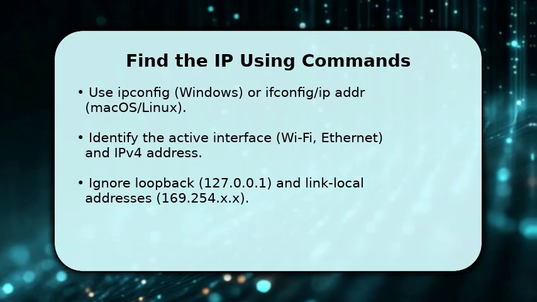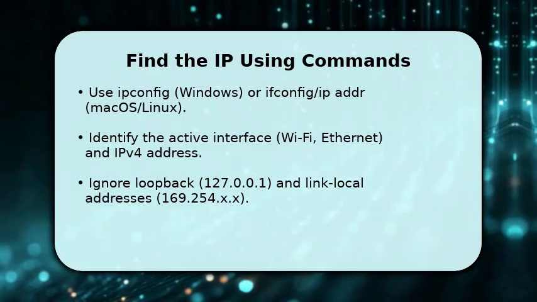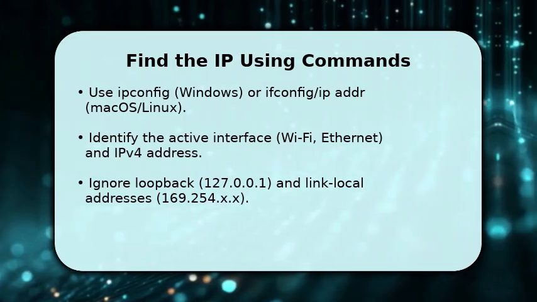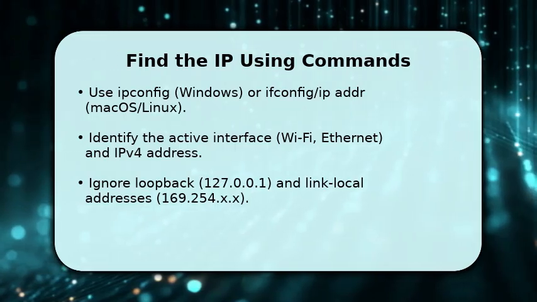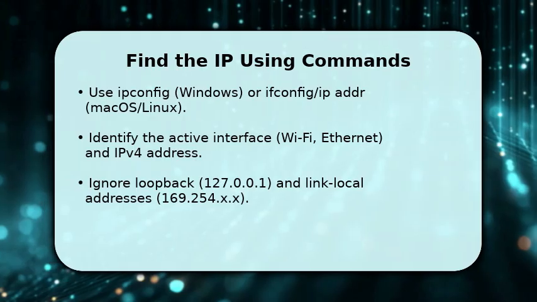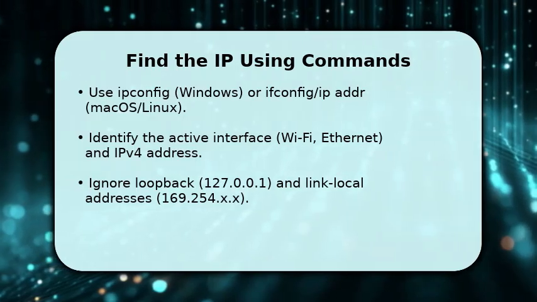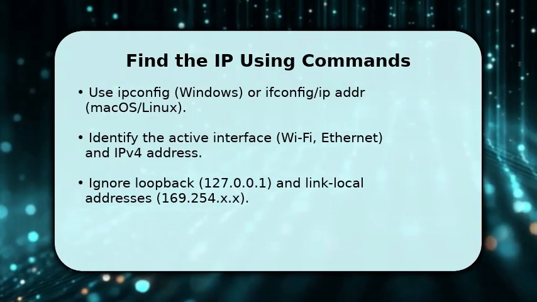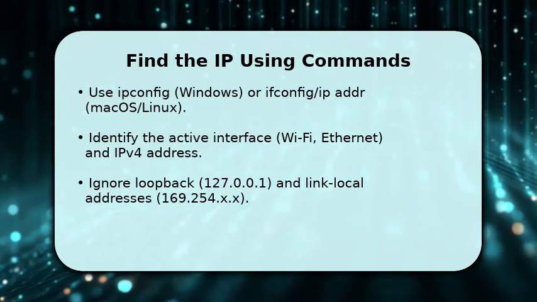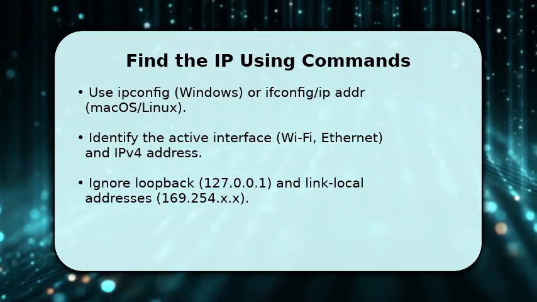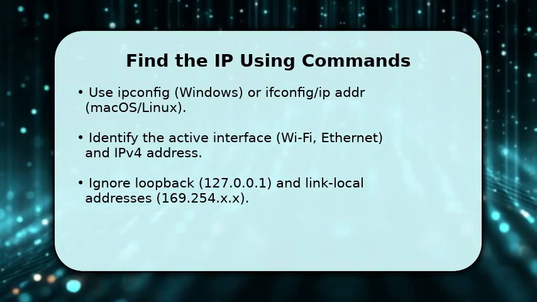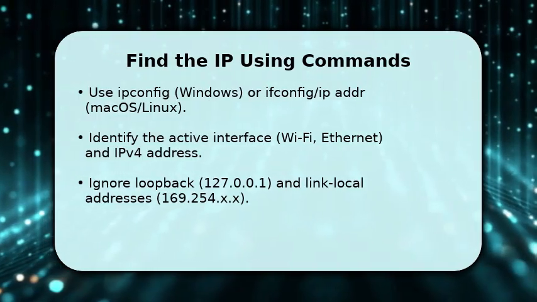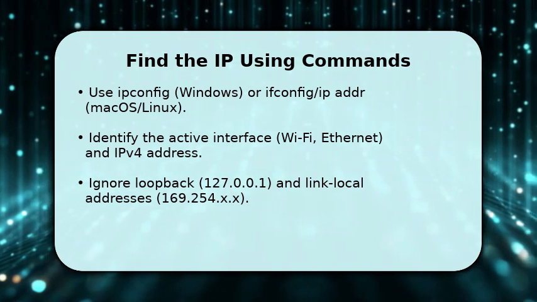Look for your active interface name, Wi-Fi or Ethernet, and locate the IPv4 entry. The numeric address like 192.168.x.x or 10.0.x.x is your local IP. Once you spot it, note the subnet mask and gateway to confirm it matches your network, and to help with any routing or port forwarding tasks you might do next. This shows how devices are addressed locally.